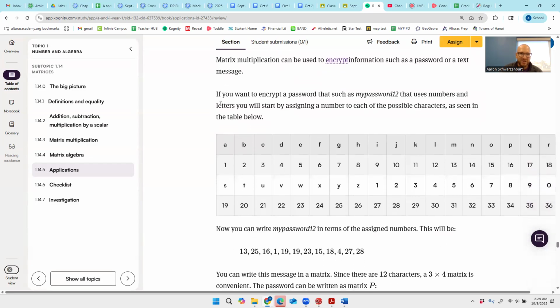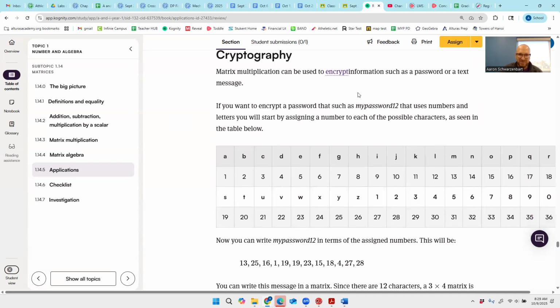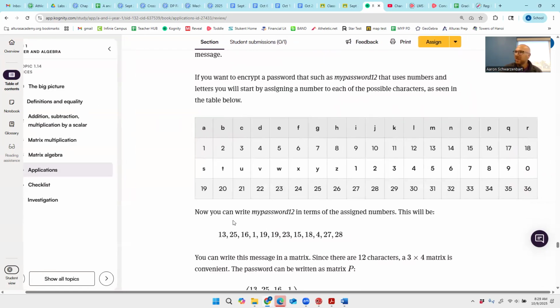Cryptography. This is where it gets interesting. This is where it's new. Matrix multiplication can be used to encrypt. So you can take something like my password 12 and assign it numbers. Notice they've done the alphabet and then the numbers here, and so they're assigning numbers down here.